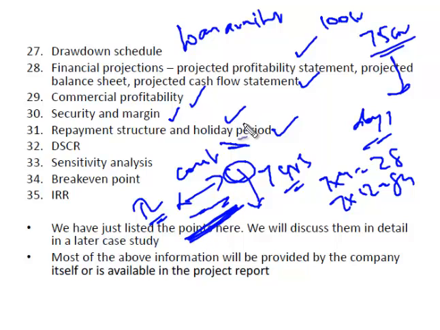So what is the holiday period that is required for this particular project, and what is the holiday period that can be allowed as per bank policy? You have to look into that. DSCR and sensitivity analysis, of course, very important.